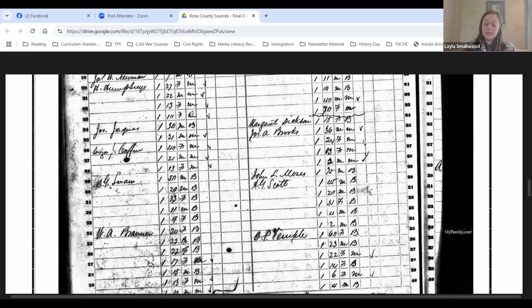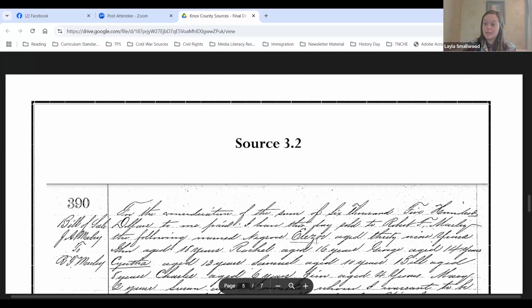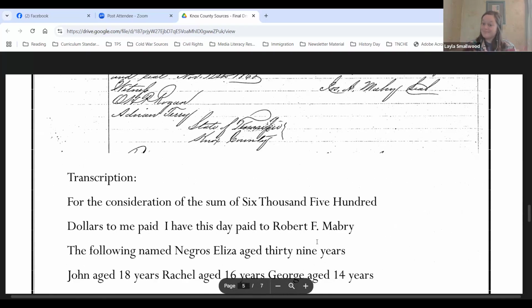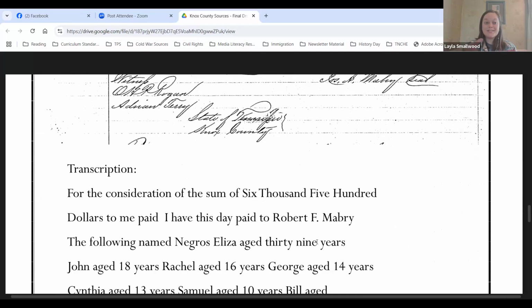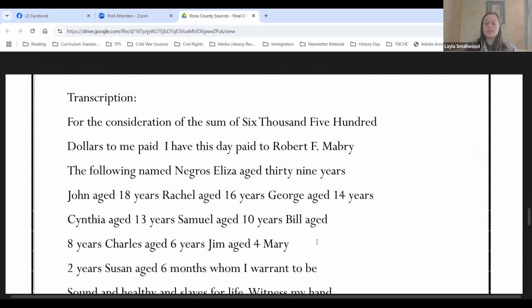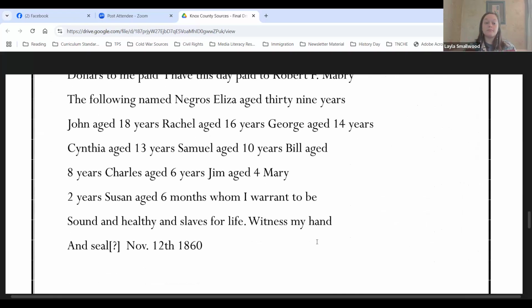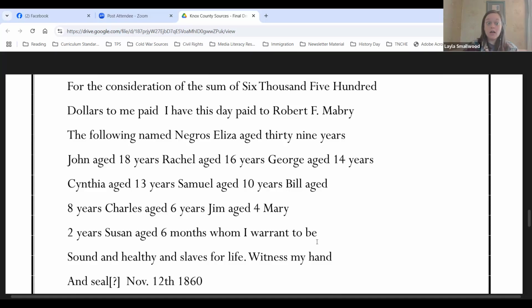Which is really interesting when you dig into other resources, like papers, when you're dealing with self-emancipation, because that's how they're going to use those resources as well. So really looking at John Franklin's story, this is the transcription of the Bill of Sale. This is all transcribed for you. It talks about all of the enslaved people within this family who are being sold, being in this business transaction.